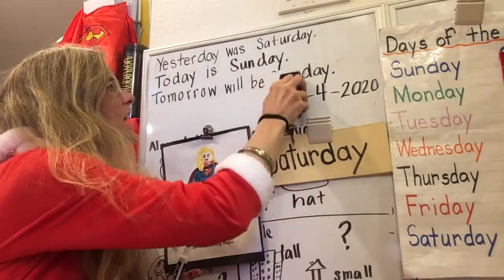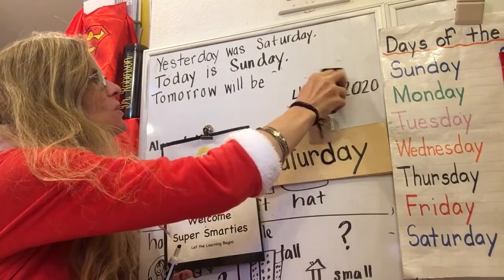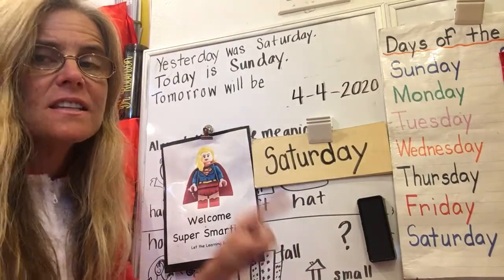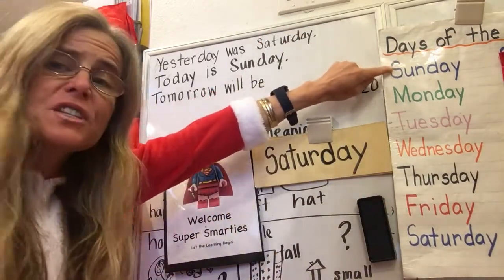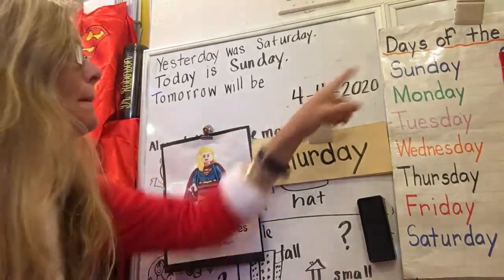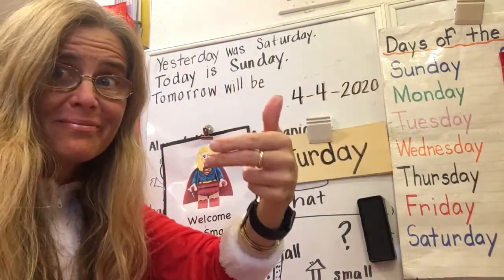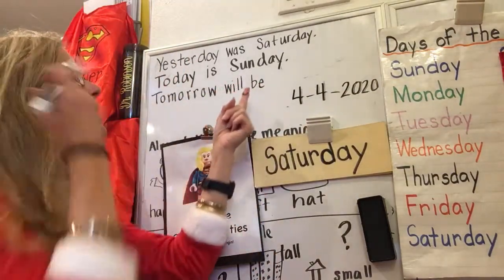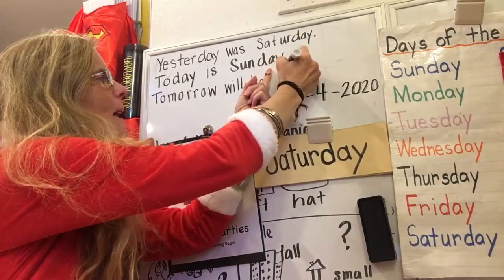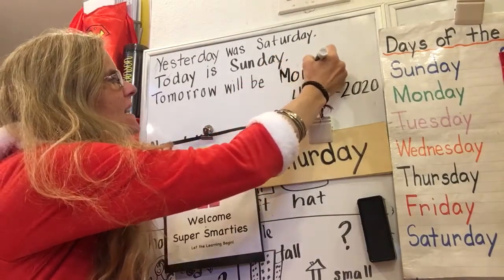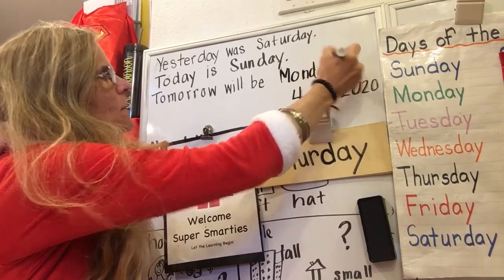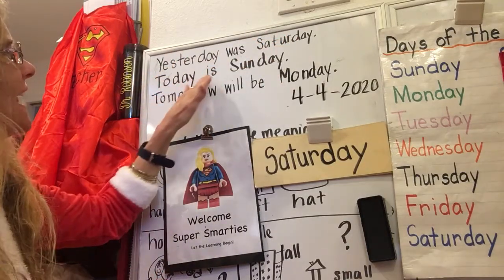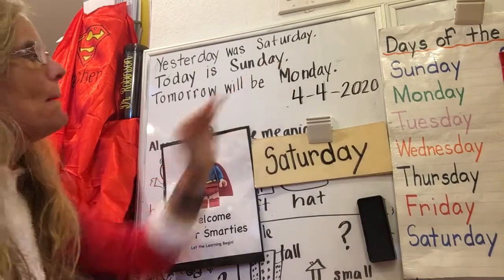Now I'm going to have to find this information. Now the first day of the school week when we get to go to school is the day after Sunday. Sunday is the first day of the week. Monday is the second day of the week. So I'm going to write Monday, capital M-O-N-D-A-Y. I'm going to put a period. So let's read what we have. Yesterday was Saturday, today is Sunday, tomorrow will be Monday.